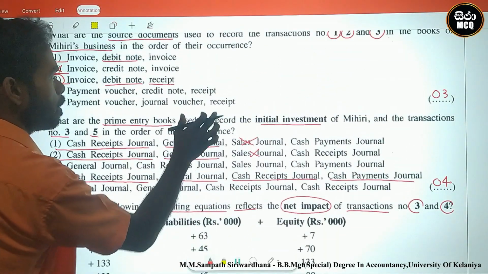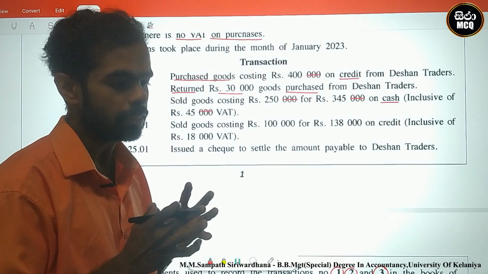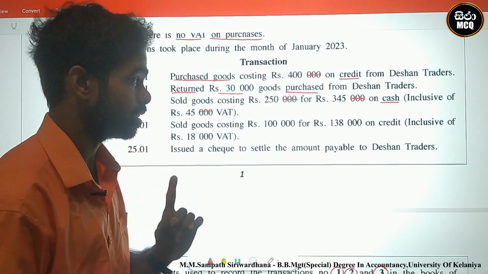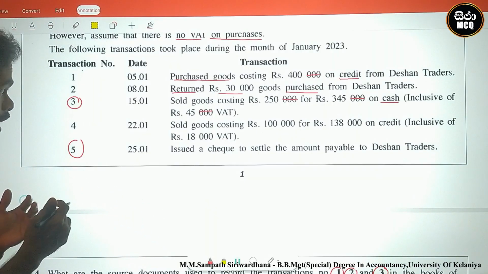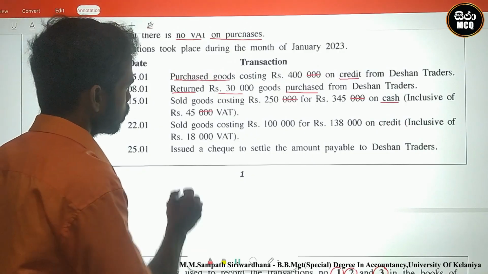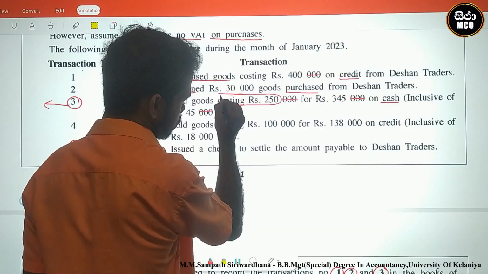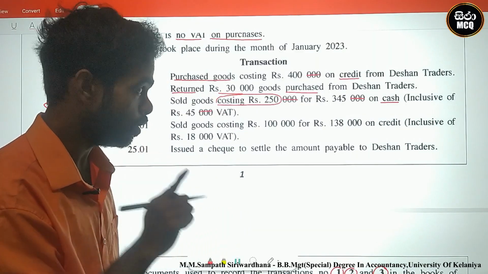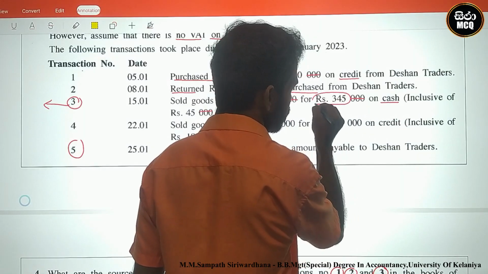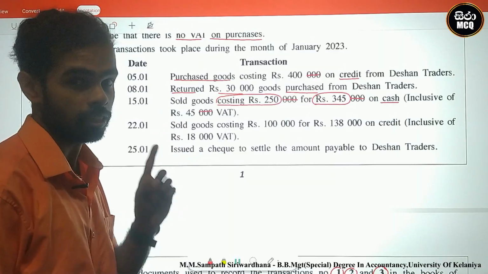Okay, let's see the question. This business is already registered for VAT, value added tax. Therefore, we must concentrate on VAT. Transaction number 3: sold goods costing 250, the cost of goods being 250,000, for 345,000 on cash, inclusive of 45,000 VAT.